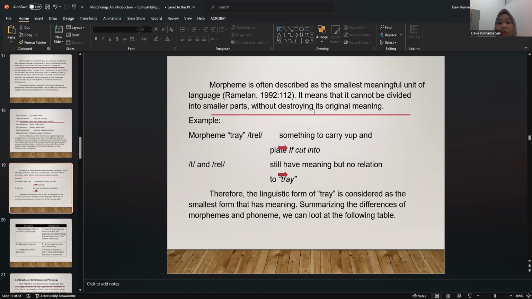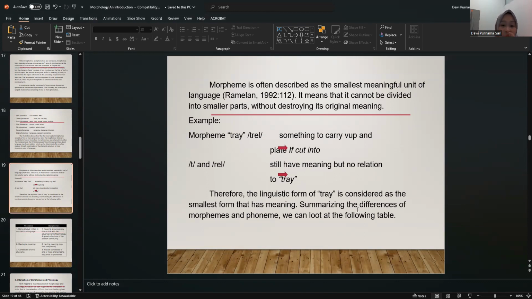Based on Ramelan, a morpheme is often described as the smallest meaningful unit of language. So it means that it cannot be divided into smaller parts without destroying its original meaning. For example, the morpheme tray, something to carry things, and a plate. If you cut it into t and ray, they still have meaning but no relation to tray, right? Therefore, the linguistic form tray is considered the smallest form that has meaning.